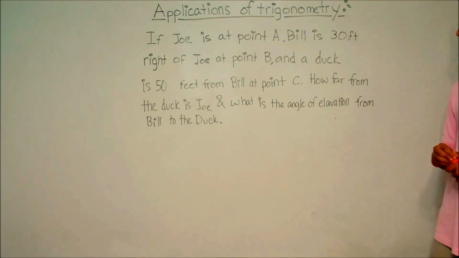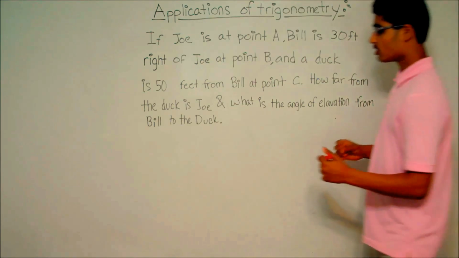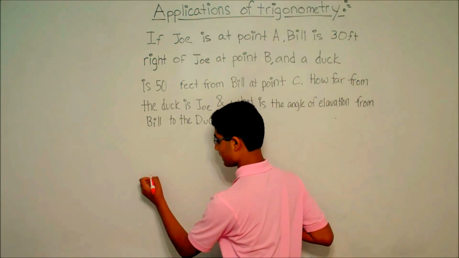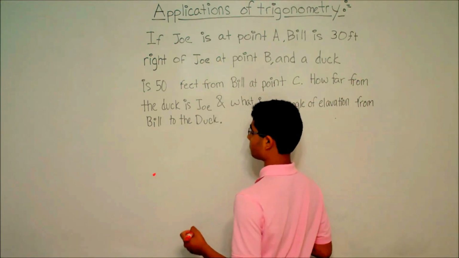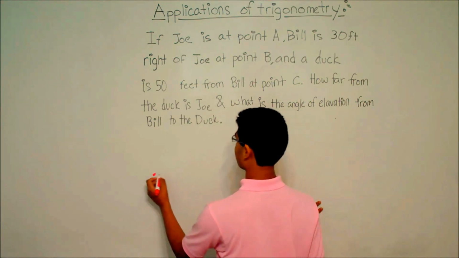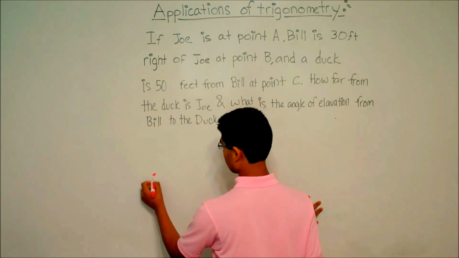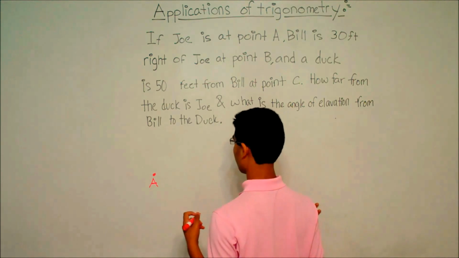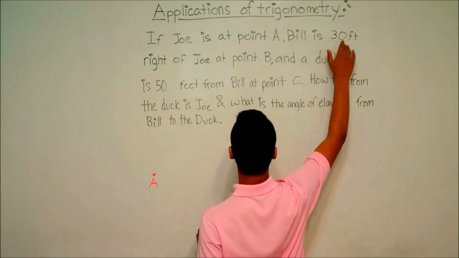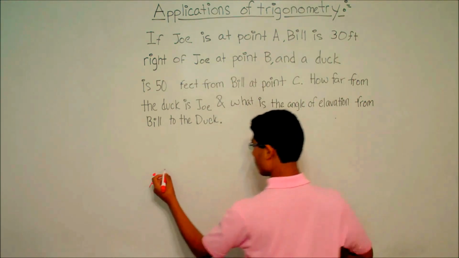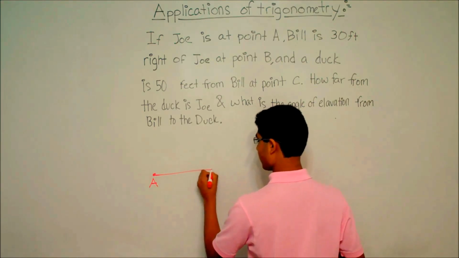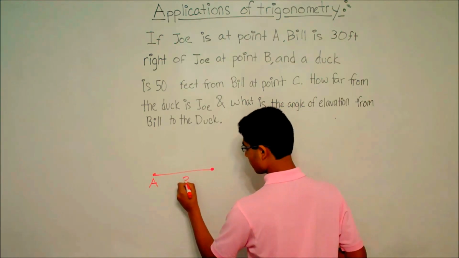So before we get started, let's first draw this out. So we have point A, let's say, is here, and this is point A. So this is where Joe is. Now we know Bill is 30 feet right of Joe at point B. So 30 feet to the right is point B.